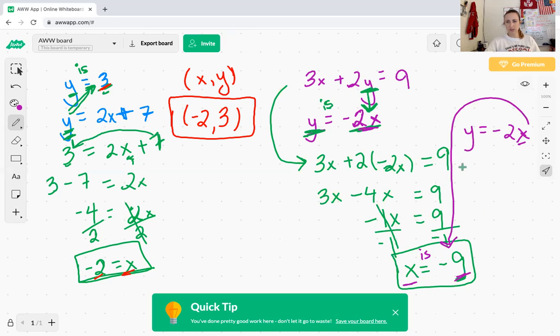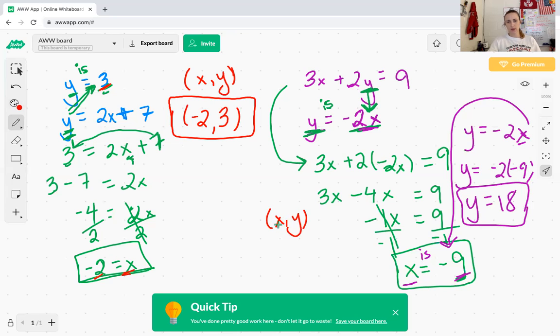So we're going to say y equals negative 2 times negative 9. Now negative 2 times negative 9 is a positive 18. And the last step again is to write our ordered pair. So we have our x comes first, then our y. So our ordered pair, x first is negative 9, and then our y second is 18.